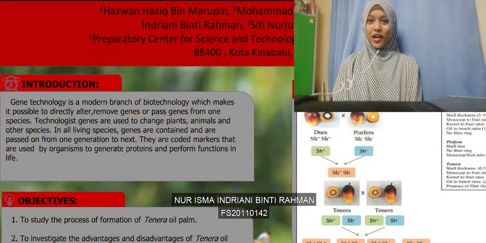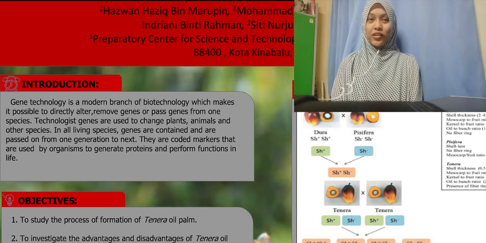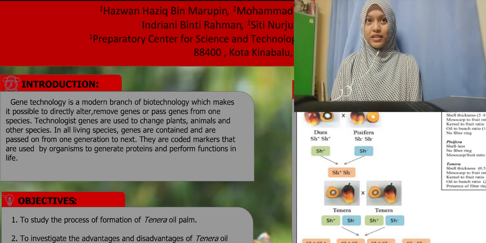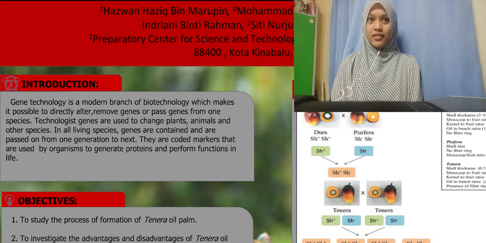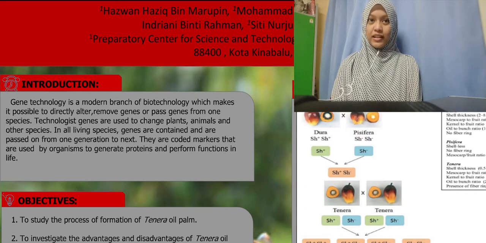First, I will start our e-poster presentation with the introduction. Gene technology is a modern branch of biotechnology which makes it possible to directly alter, remove, or pass genes from one species to another. Gene technology is used to change plants, animals, and other species. In all living species, genes are contained and are passed on from one generation to the next. They are coded markers that are used by organisms to generate proteins and perform functions in life.